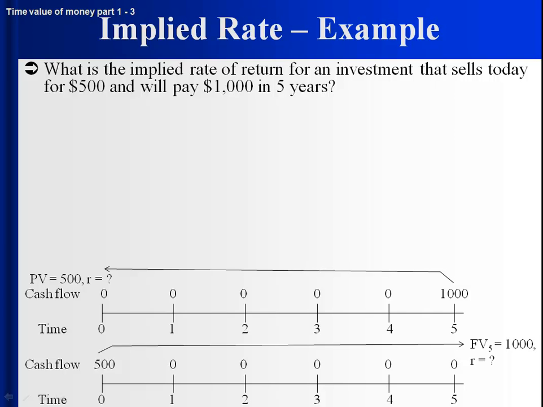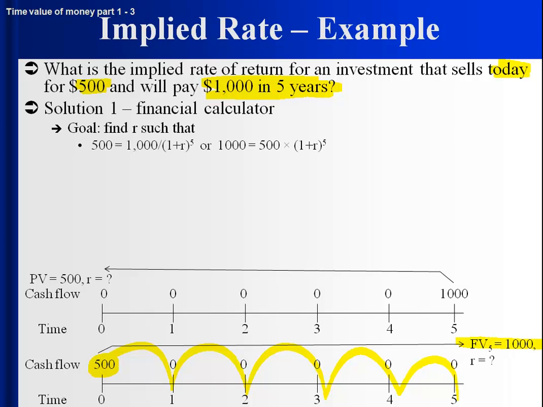So here's a case where you have an investment that you can buy today for $500, and in 5 years you'll double your money. You'll get $1,000. So one way to look at this is if I put in $500, what's the rate that I get each year for 5 years? 1, 2, 3, 4, 5. That'll get me to 1,000, and that's reflected in this equation.